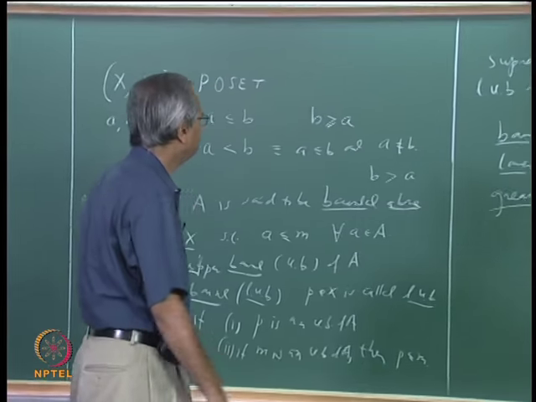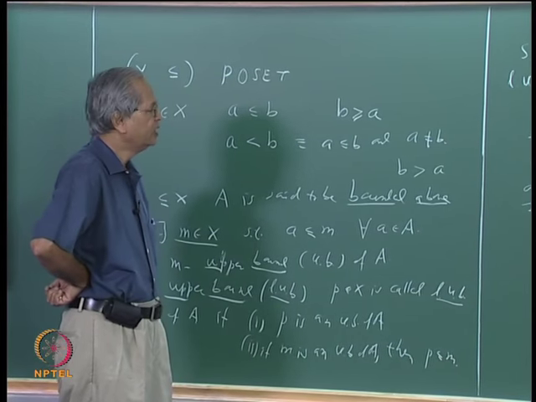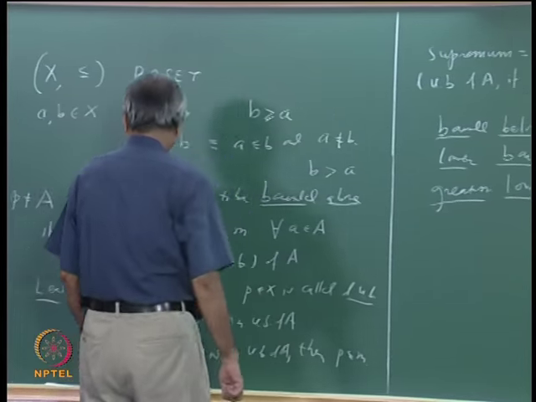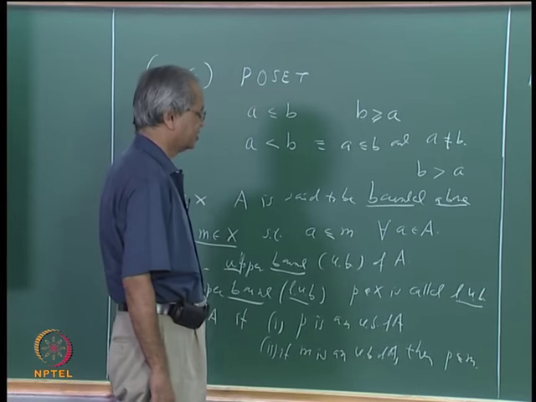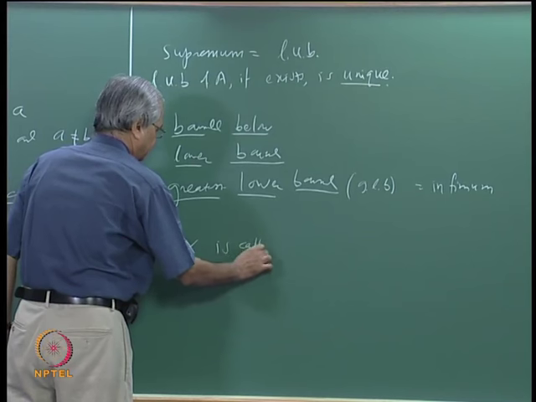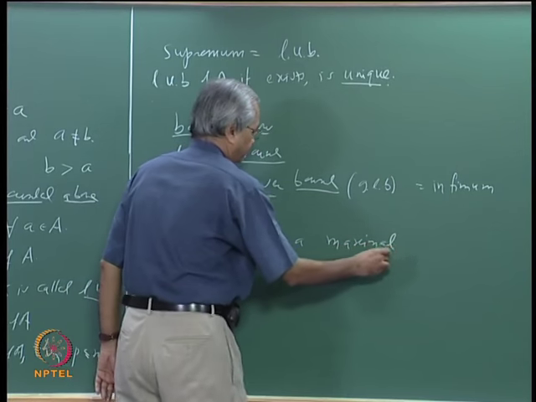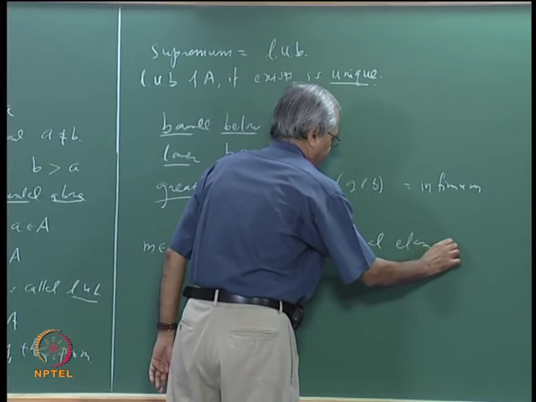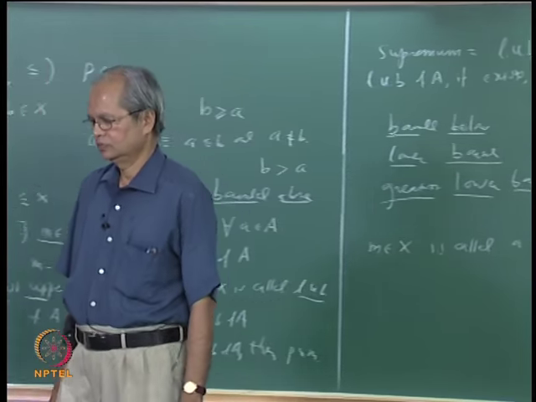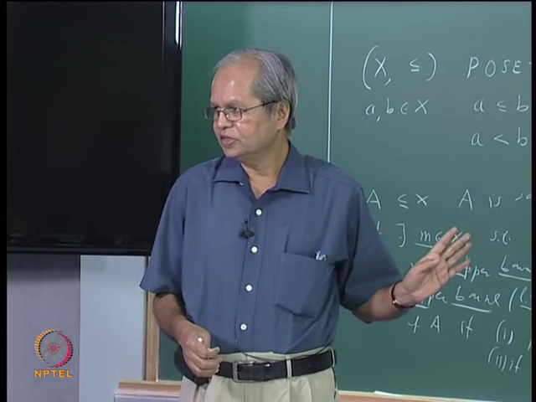Okay. Now, let us also discuss one more concept which is very similar to this upper bounds, etc. It is called a maximal element. Okay, it's slightly different from an upper bound. Okay, let me talk of maximal element in X. Okay, let us say that M belonging to X is called a maximal element. It means there is nothing bigger than this M. Okay, it means there is nothing bigger than this M in X.